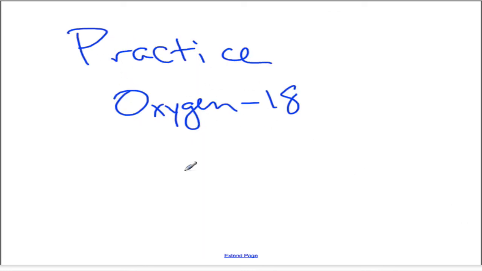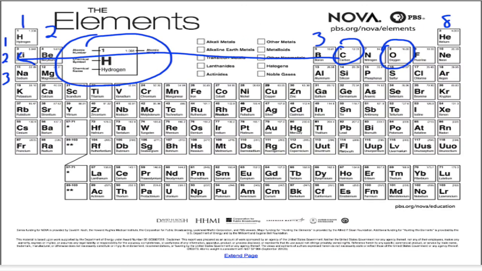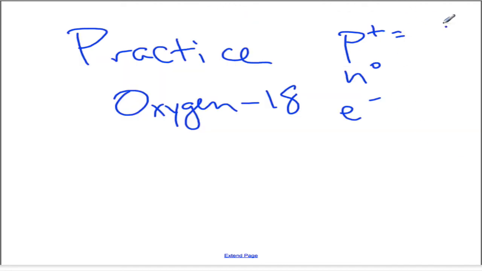Okay, so practicing this. First step, we need to figure out the number of protons, the number of neutrons, and then the number of electrons. Protons, oxygen's atomic number is 8. So we have 8 protons. It's electrically neutral, so it's going to have 8 electrons. Neutron-wise, we have to figure out how many neutrons there are. There should be 10, right? 18 minus 8 gives us 10. That's going to be the number of neutrons. So we got step number 1 done.